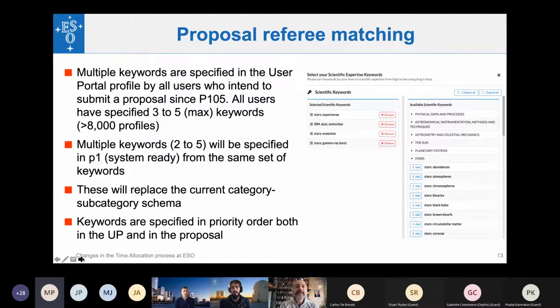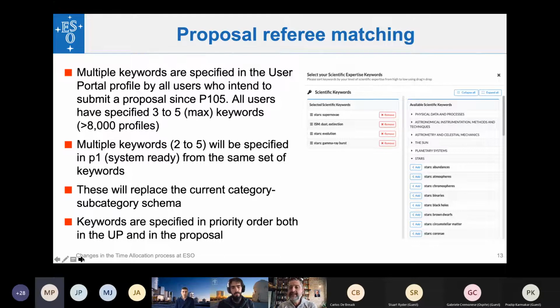As I said, multiple keywords are specified in the user profile by all users who intend to submit a proposal, and this is already in place since P105. We started that several years ago because we were expecting this to come, and all users have specified 3 to 5 keywords. So we have something like 800 full profiles in the user portal now, which are very useful and are going to be very useful also for other statistical reasons.